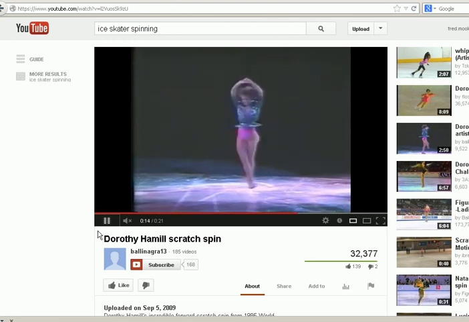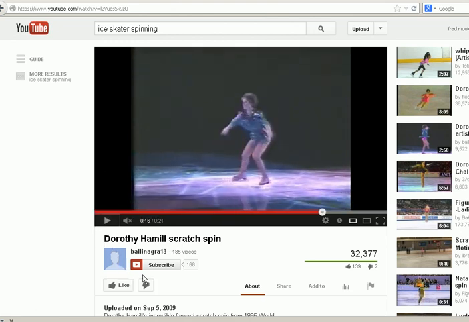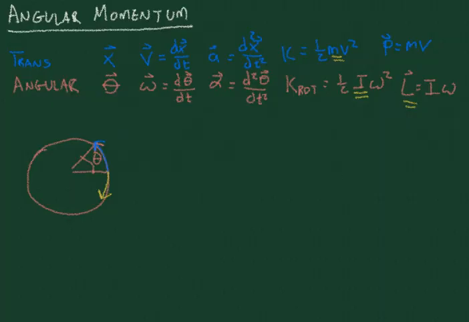Well, because angular momentum is conserved. And since angular momentum is conserved, that means that if the moment of inertia goes down, the angular velocity goes up. If the moment of inertia goes up, the angular velocity goes down. And that's all there really is to it.